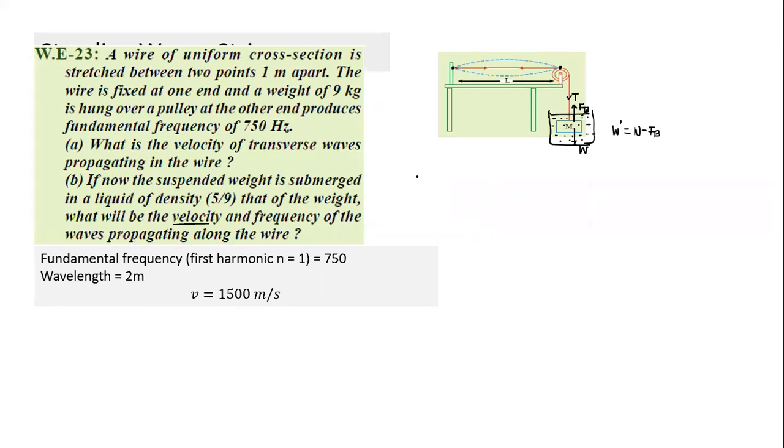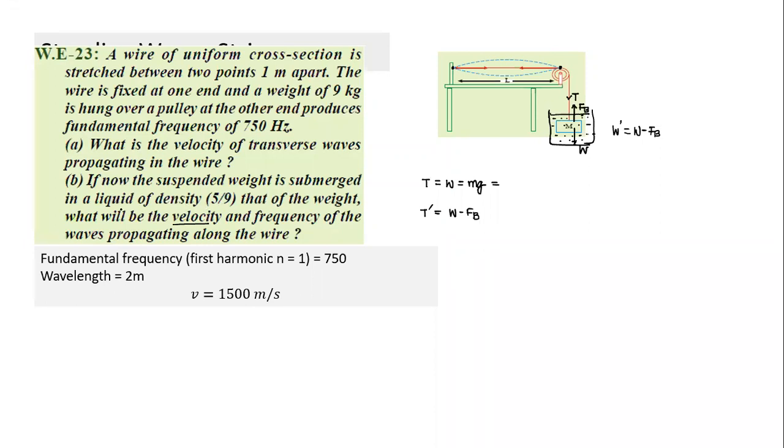So earlier, the tension was equal to the weight, which is equal to mg. After we submerge into the liquid, the tension becomes T dash. This will be equal to weight minus force of buoyancy. Whenever we talk about force of buoyancy, many times it is mentioned in terms of density. What is given? A liquid of density which is 5 by 9 of the weight.